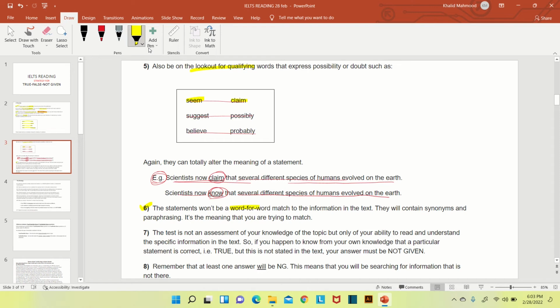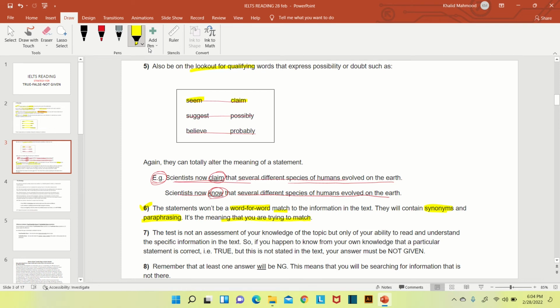The sixth tip is that the statement won't be a word-to-word match. The sentence you find in the passage wouldn't be the same. It would be paraphrased or synonyms would be used. So you don't have to look for a word-to-word match. You have to look for the meaning. You have to see if the meaning matches or not. Try to match the meaning.